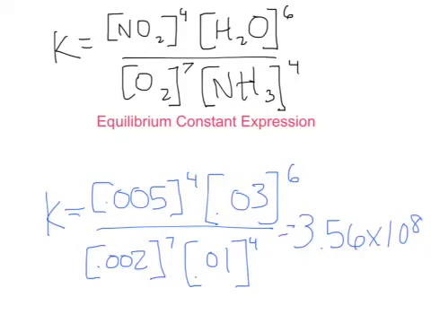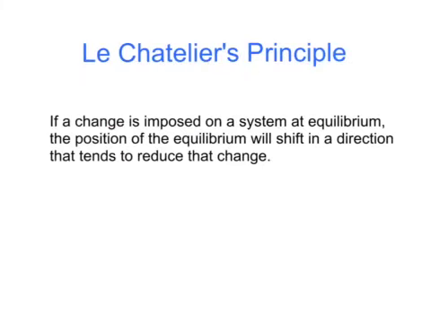Using the concentrations, you get an equilibrium constant of 3.56 times 10 to the 8th. The definition of Le Chatelier's principle is, if a change is imposed on a system at equilibrium, the position of the equilibrium will shift in a direction that tends to reduce that change.